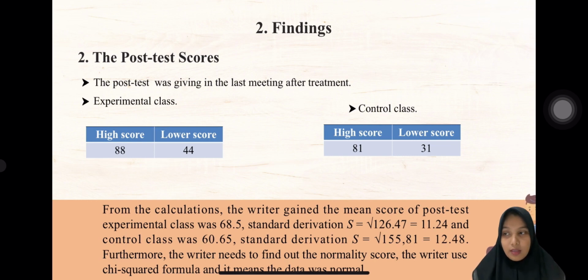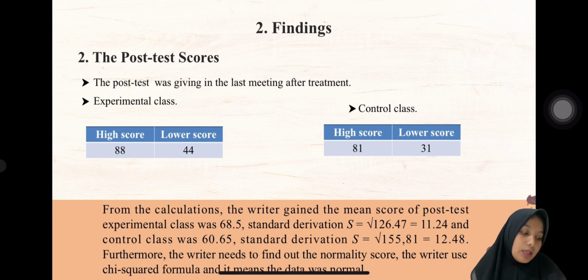And second, the post-test. The post-test was given in the last meeting after treatment. The experimental class got a high score of 88 and a low score of 44, and the control class got a high score of 81 and a low score of 31.